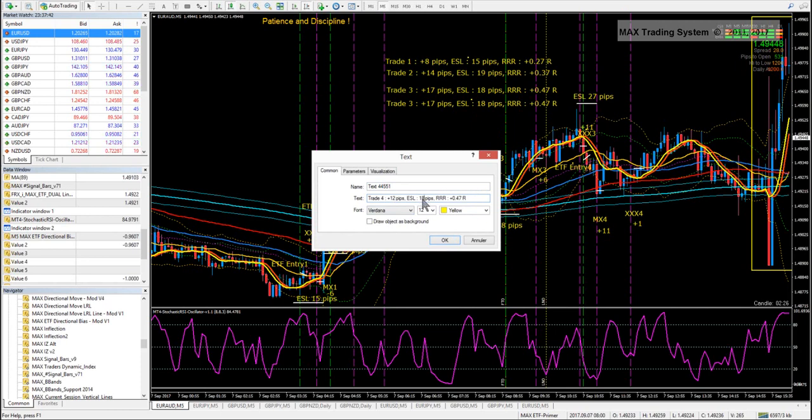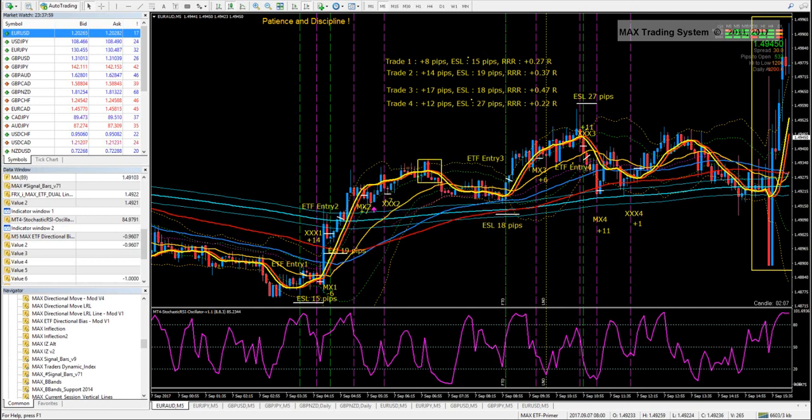A stop loss of 27 pips, so the reward to risk ratio will drop, of course. 27, and it will drop to... so we have to take 12 divided by 2 and then divided by 27. So 0.22 R. A little less than a quarter of 1 R.